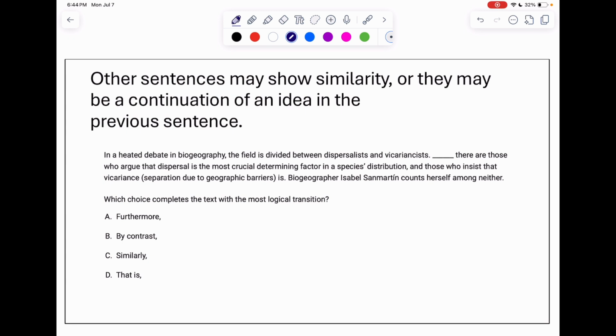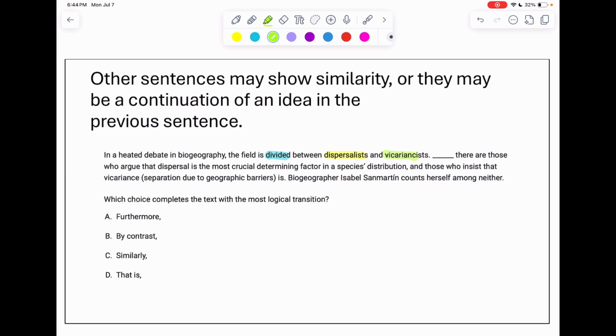Biogeographer Isabelle Saint-Martin counts herself among neither. Which choice completes the text with the most logical transition? Well, let's think about what it says. The first part says we got this divided field. We have dispersalists and vicariancists. Vicariancists. Yeah, that's going to get me.